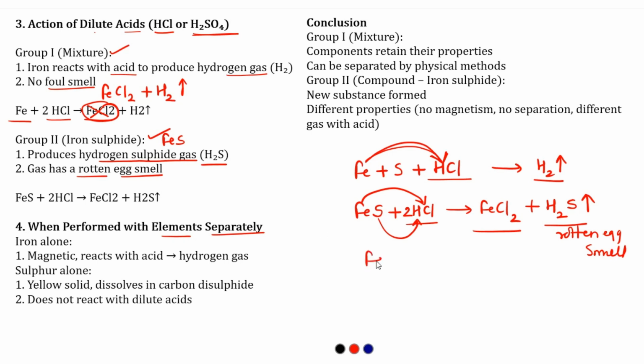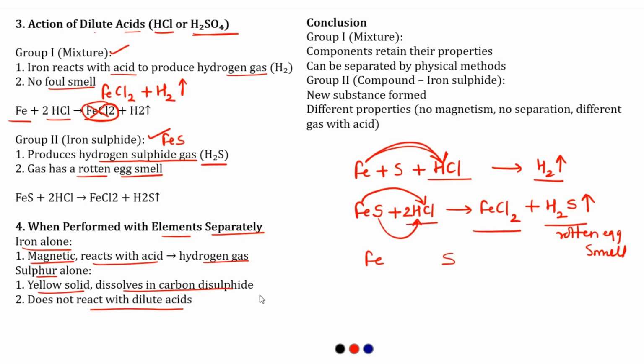We have used iron and we have used sulfur. Now do the test separately. First one is iron alone. Magnetic. When we took a magnet, it got attracted. It reacts with the acid and produces hydrogen gas. But when we take sulfur, it is a yellow solid, dissolves in carbon disulfide and does not react with the acids. So these are the observations when we take them separately.